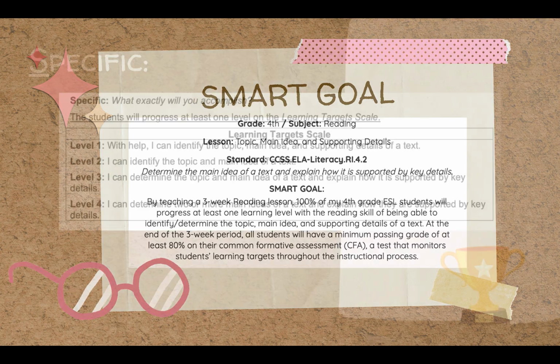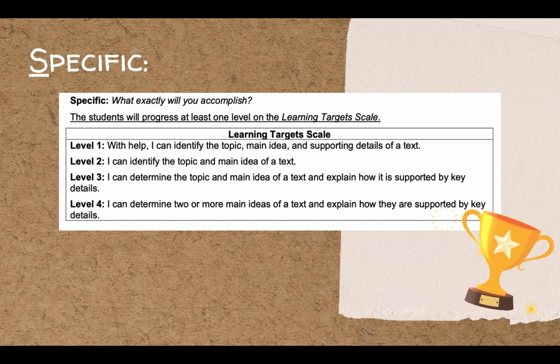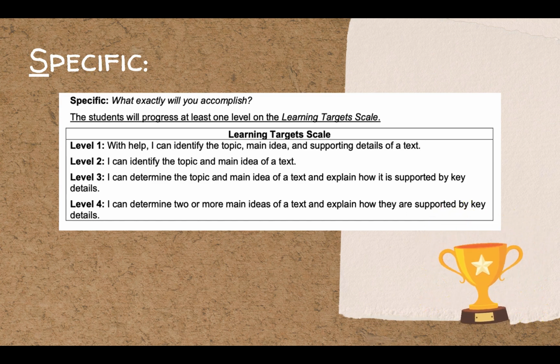So is this goal specific? What exactly do I want accomplished? Students will progress at least 1 learning level on the learning target scale that I've attached here on this slide. They may work their way from the level 1 all the way as far as a level 4.